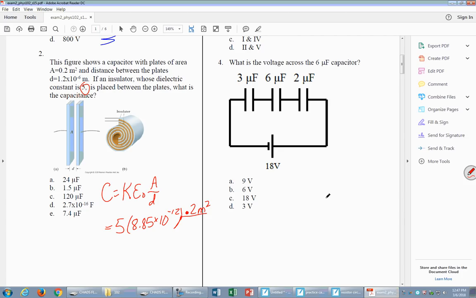And then D is 1.2 microns, or 1.2 times 10 to the minus 6 meters. And then whatever that capacitance is, 7.4 microfarads, that's what I got. 7.4 times 10 to the minus 6 farads. So E is the right answer.